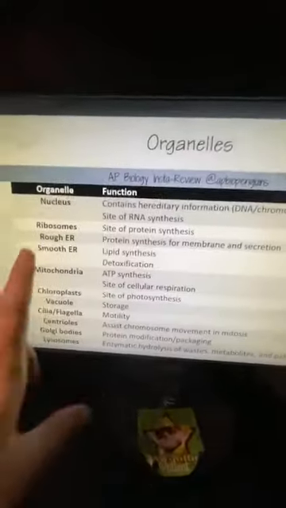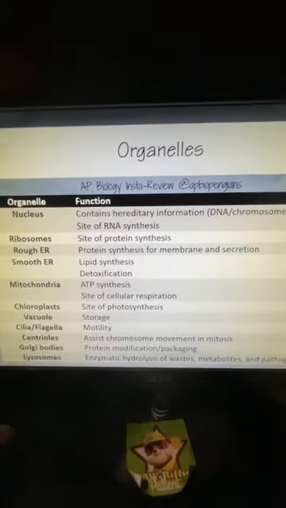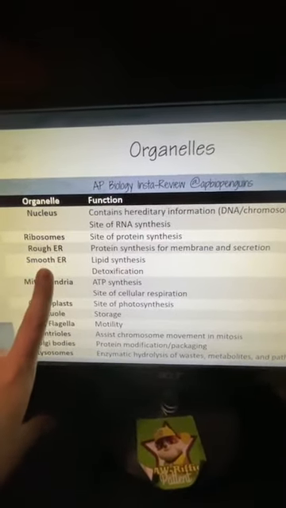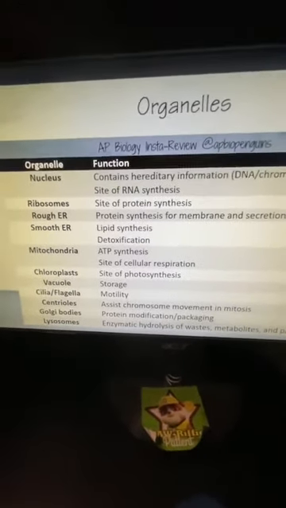So when you're thinking about the different types of cells, ribosomes are going to be found in all cells. Okay, so going back to our list. Our rough ER, as we said before, is going to be protein synthesis for our membrane as well as secretion. That's because it is studded with those ribosomes.